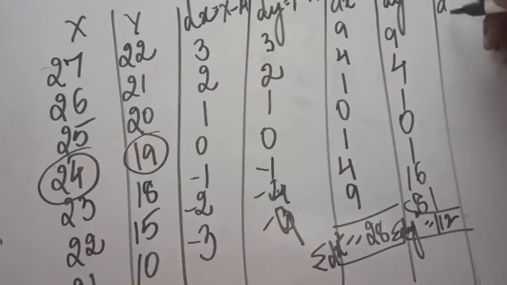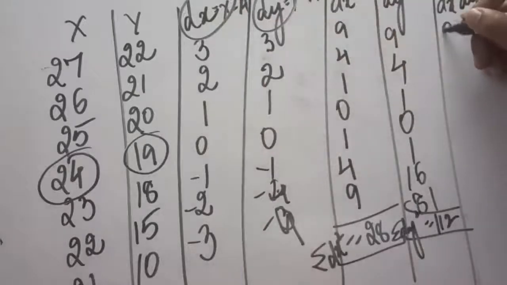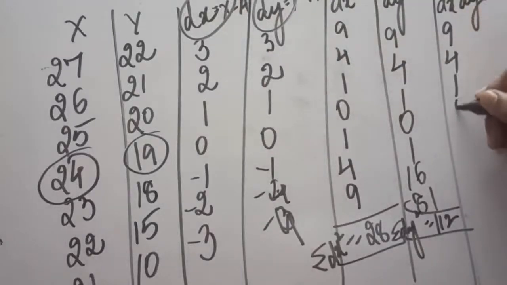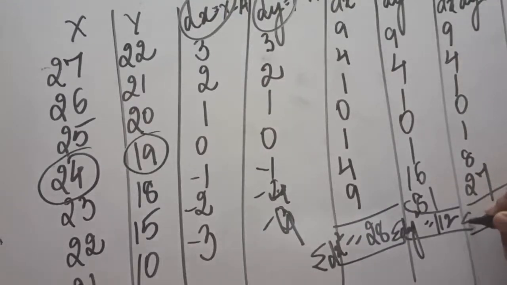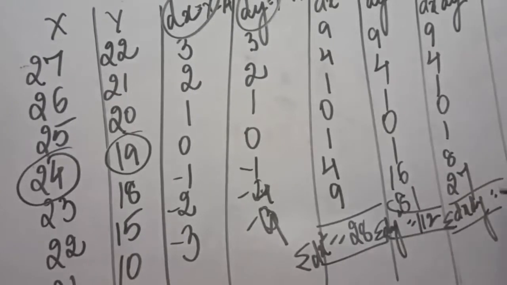Next we will prepare the column for dx dy, as we will require this in our calculation. So this is dx, this is dy. So 9, 4, 1, 0, 1, 8 and 27. This will give us sigma dx dy, and by adding these values we will get 50. So finally we have got all the values. Now we will fill these values into our formula.